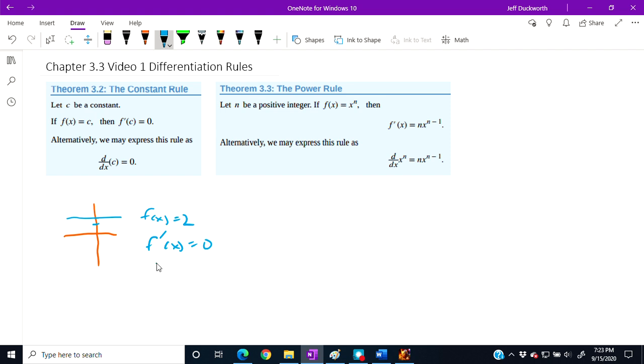Or, again, they've got this notation d dx. This simply means the derivative with respect to x. Sometimes you'll see dy dx, so the derivative of the function y instead of f of x.